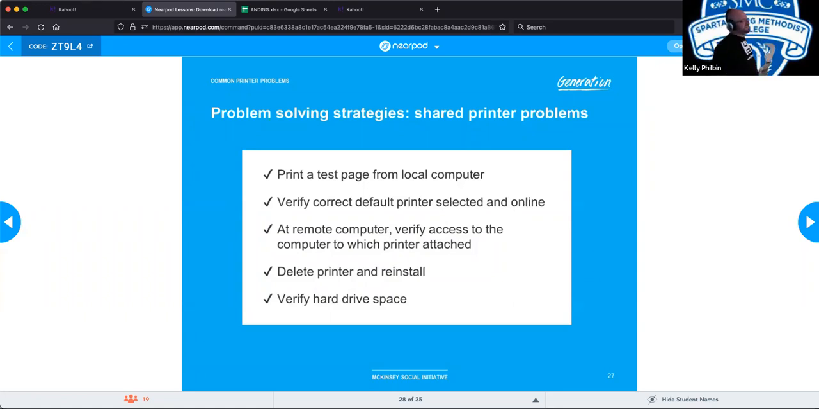All right. Other problem-solving strategies for shared printers. Print a test page from the local computer. Make sure it's not a localized issue to that printer. Verify, again, you have the correct printer set as your default, and it is selected online. Then at a remote computer, verify access to the computer to which the printer is attached. And then lastly, delete the printer and reinstall it and verify drive space.